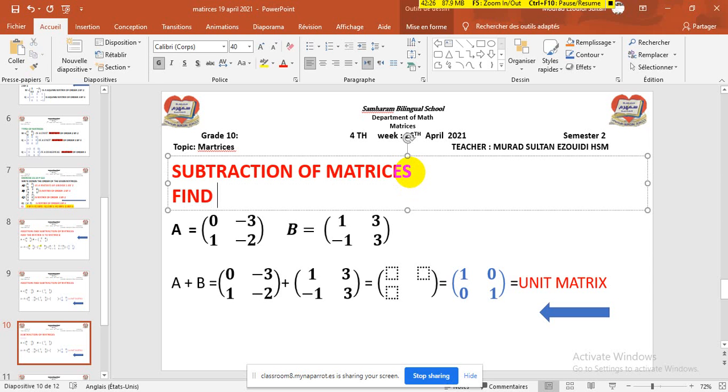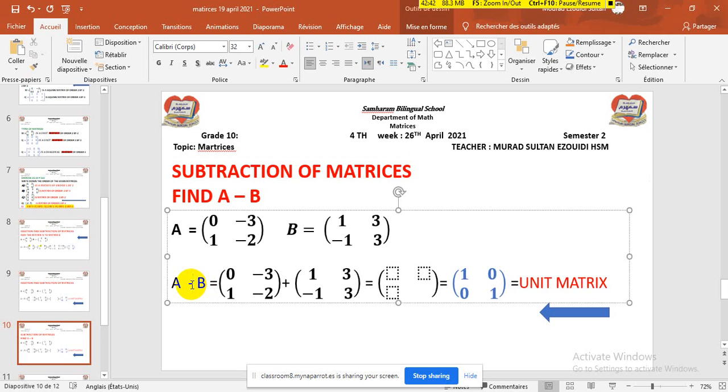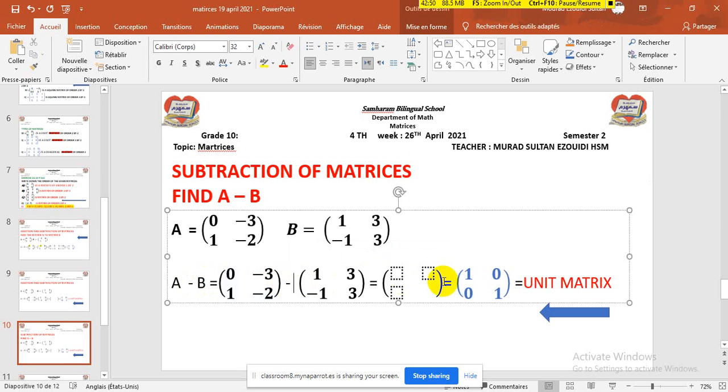Find A minus B. Okay, here we have the matrix A and the matrix B. I will try to find the difference between both matrices. Instead of writing plus, I will write minus here.